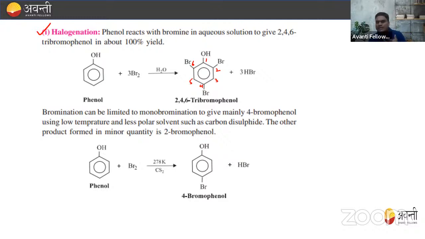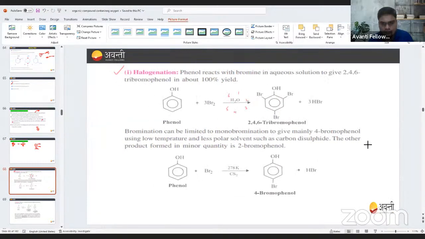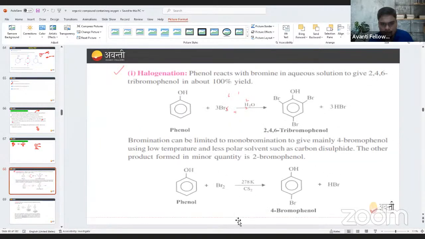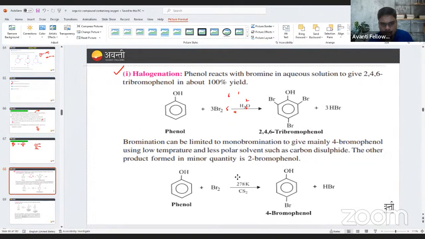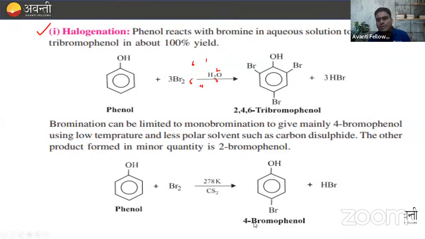Now someone says, why does this take place? What is the reason behind it? Sir, you just said that ortho and para products are formed. Then why will this take place? Okay, someone says, sir, please zoom the screen. Okay, beta. Right? Now it will be visible to everyone, okay? So why does this take place?